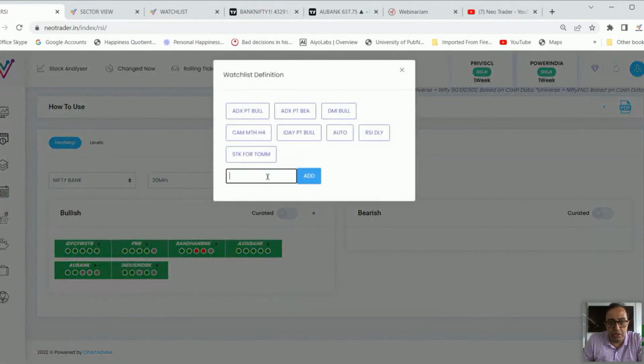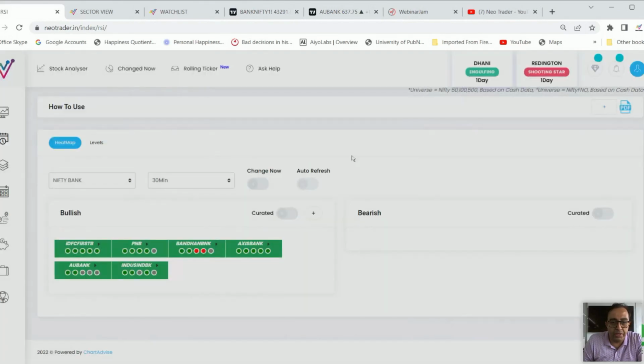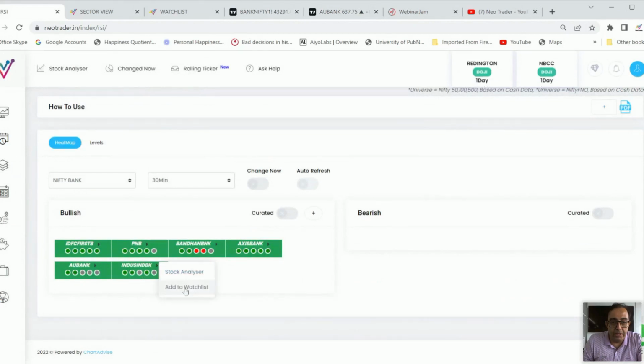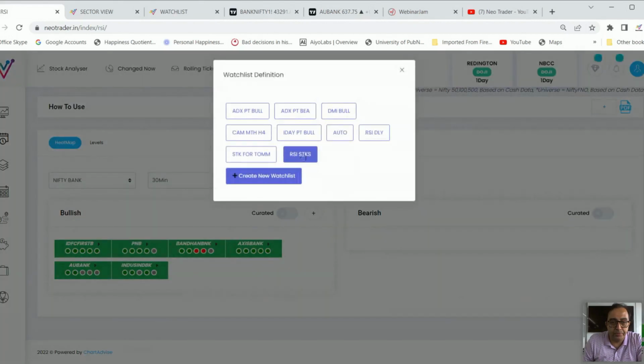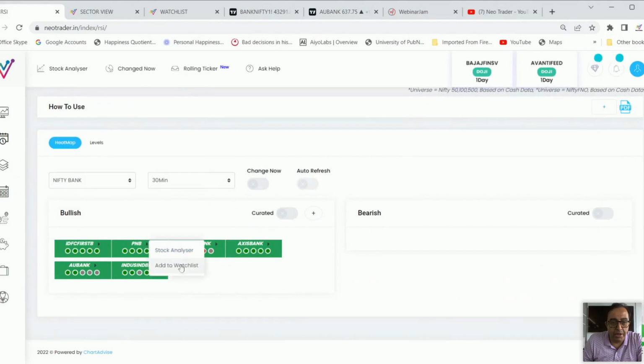So I'm creating a new watch list. I'm naming this as RSI stocks, and I am adding this stock to RSI stocks. I'm adding AU Bank. I'm adding IndusInd Bank, and I feel there could be some movement in PNB. So I am adding PNB as the third candidate.